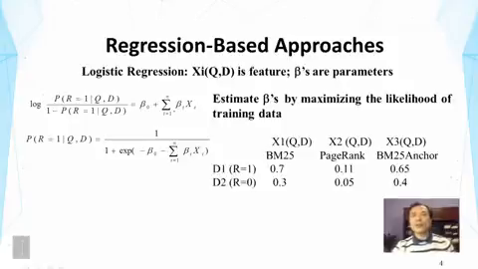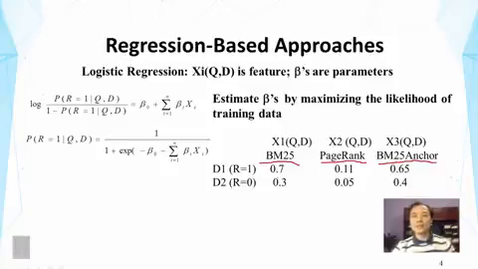Right? Let's take a look at a simple example. Right? In this example, we have 3 features. One is BM25 score of the document and the query. One is the page rank score of the document, which might or might not depend on the query. We might have a topic-sensitive page rank that would depend on the query. Otherwise, the general page rank doesn't really depend on the query. And then we have BM25 score on the anchor text of the document.